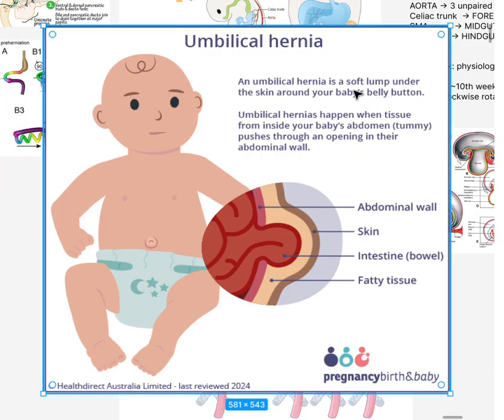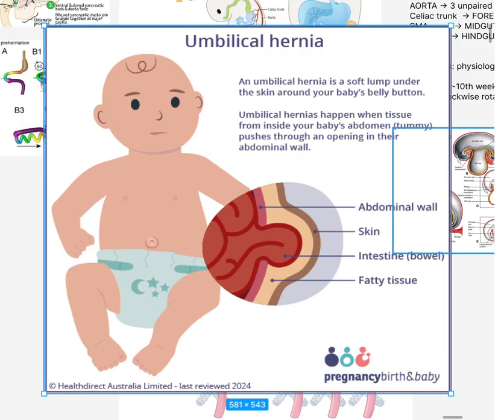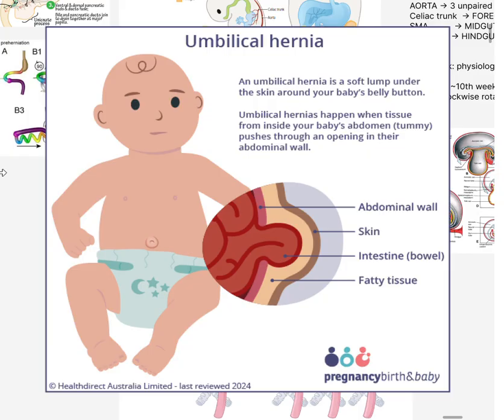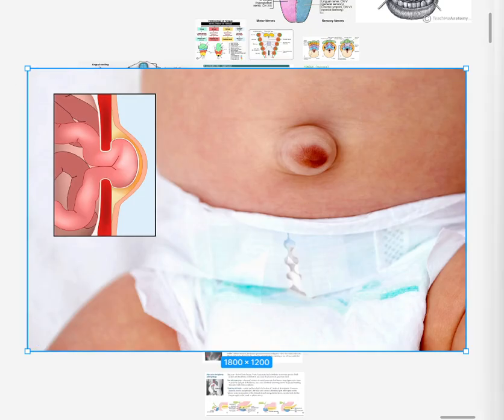So this is an umbilical hernia. It's a soft lump under the skin around the baby's belly button. This basically happens when tissue from inside your baby's abdomen, the tummy, pushes through an opening in their abdominal wall. I'm going to show you another picture here. Can you see this? This is basically a congenital umbilical hernia.